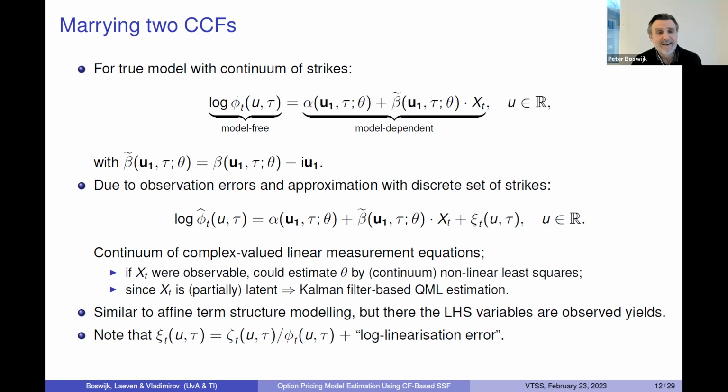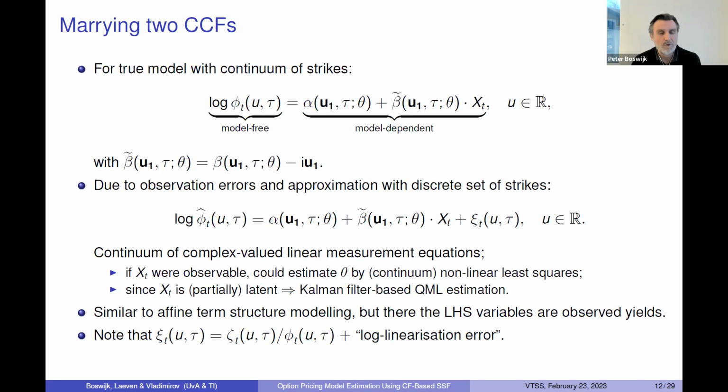Now, if the entire xt would be observable, of course, you could do nonlinear least squares in some way or another to estimate the parameters. But what we have here is typically that at least part of xt will be latent, and therefore we're going to use some kind of a way to filter that out, basically.